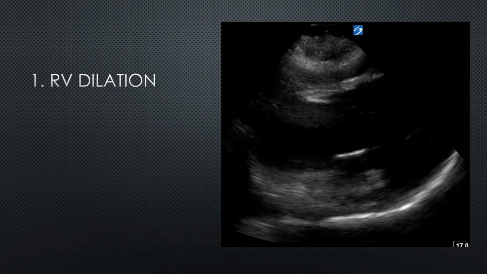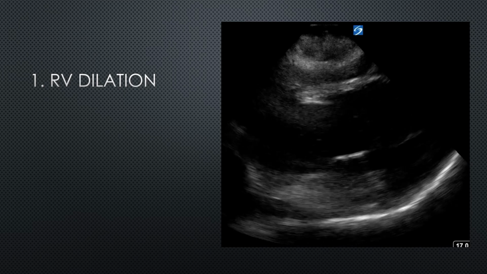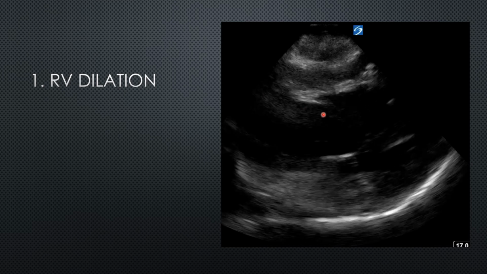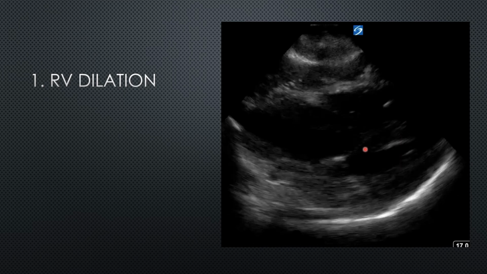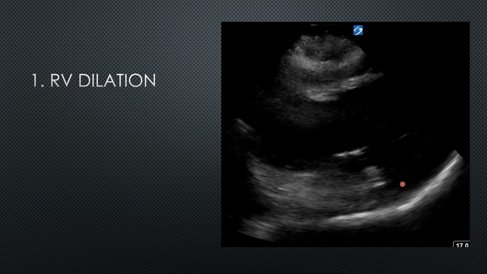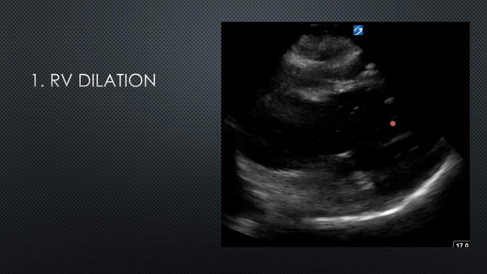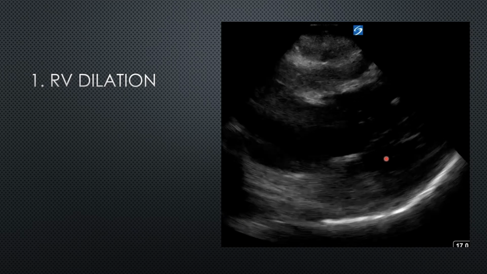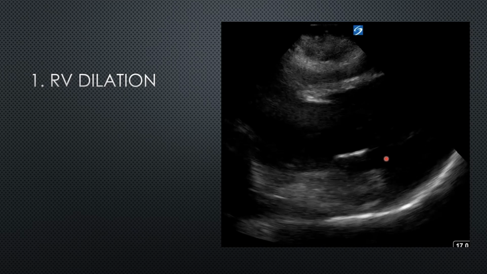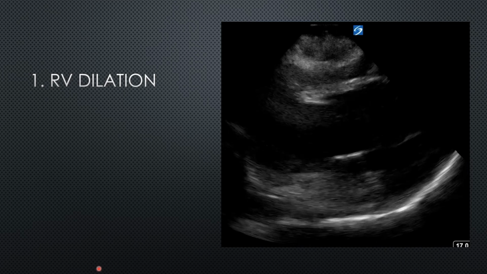So this subcostal view was taken during a cardiac arrest in the rhythm pulse check. So here is the RV and here is the LV. So what do you think? Is the RV dilated? Yes, it's definitely bigger than the LV. Is that significant? Is that specific for a PE in the context of an arrest?